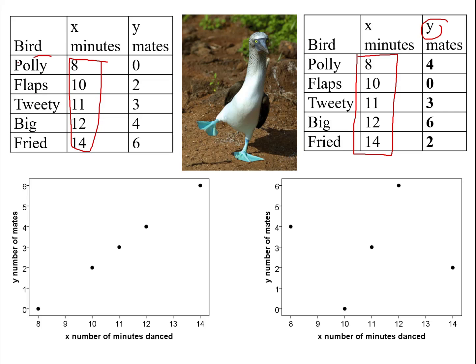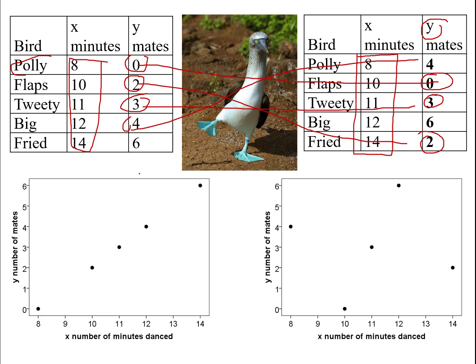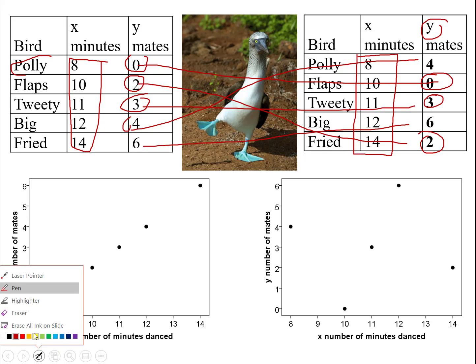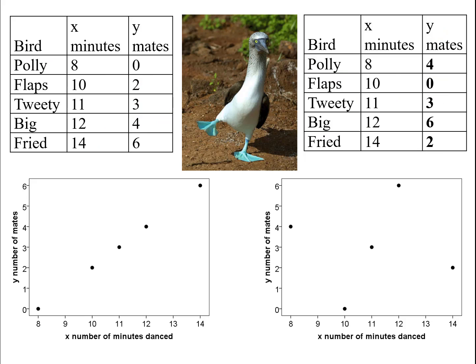So here, Polly bird got 0 mates, but over in my other example, it was Flaps that got 0 mates. Flaps got 2, but down here it's Fried that got 2. Tweety got 3 in our first sample, and that stayed the same. Big got 4, but then it was Polly that got 4, and Fried got 6. So notice the data set is the exact same numbers. The numbers I have for variable X and the numbers I have for variable Y are the exact same numbers in these two data sets.